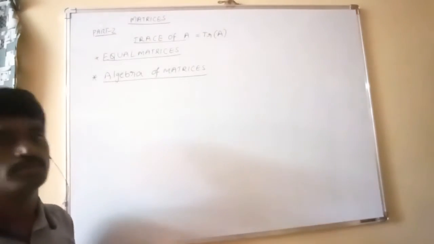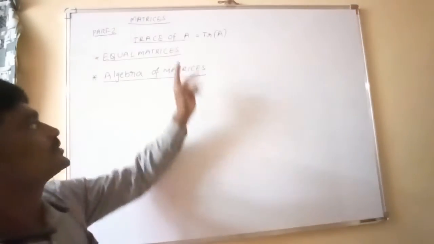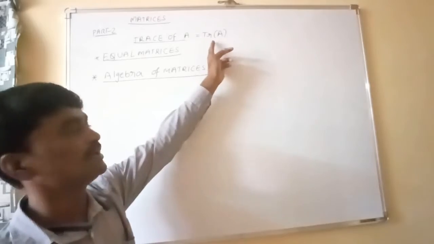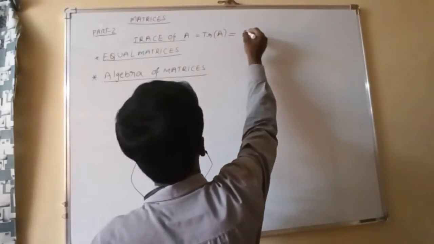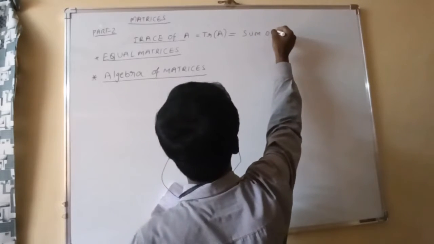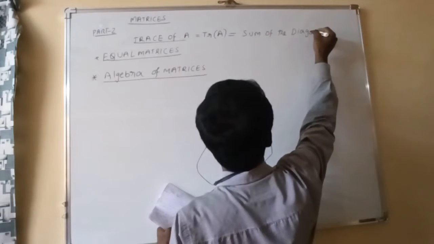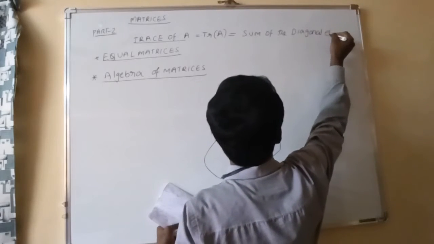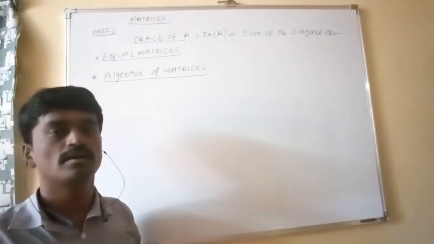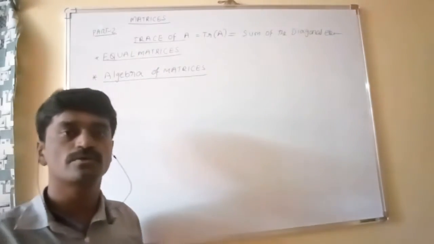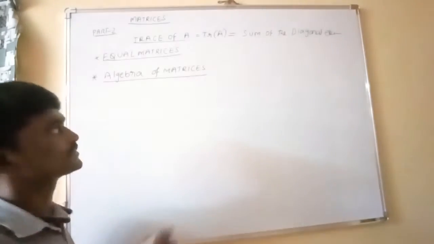So next I'm going to discuss the trace of a square matrix. The trace of a square matrix A is denoted by tr(A), and it is equal to the sum of the diagonal elements. How is it defined? The trace of a square matrix is equal to the sum of the diagonal elements.